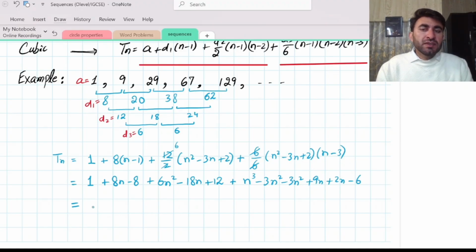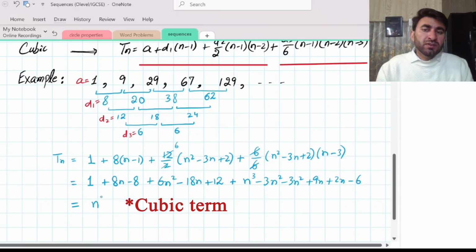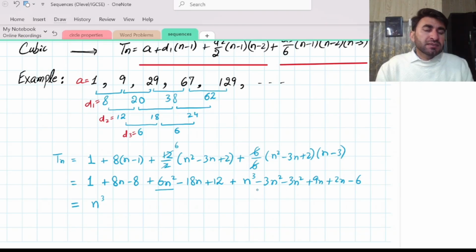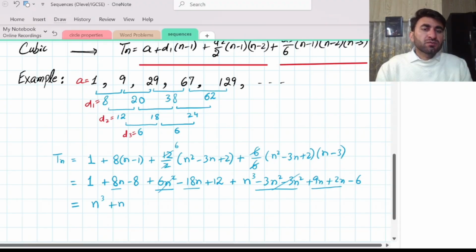We see there is only one cubic term, which is n cube over here. There are some quadratic terms, 6n square and minus 3n square and minus 3n square. These shall cancel each other. Now the linear terms are left. It is plus 8n minus 18n, which leaves minus 10n. Then it is plus 11n over here, so it will become plus n, because it was minus 10n and plus 11n. Now we see the constants.